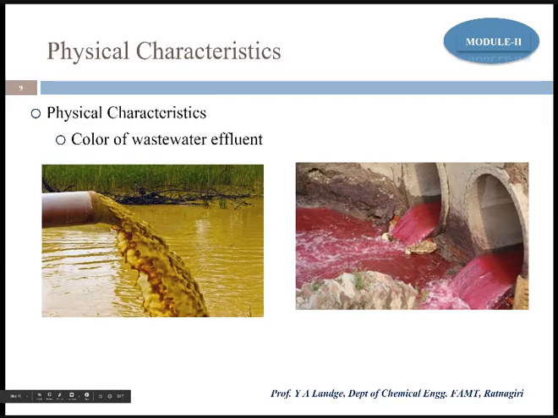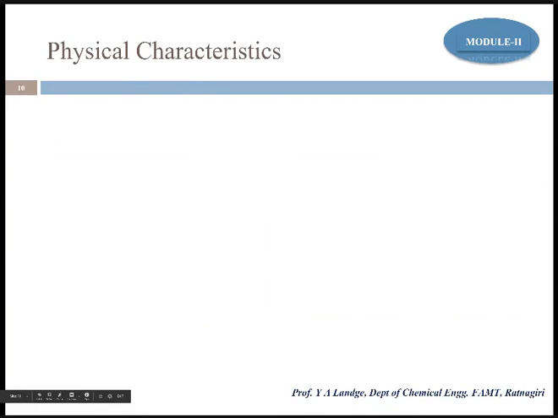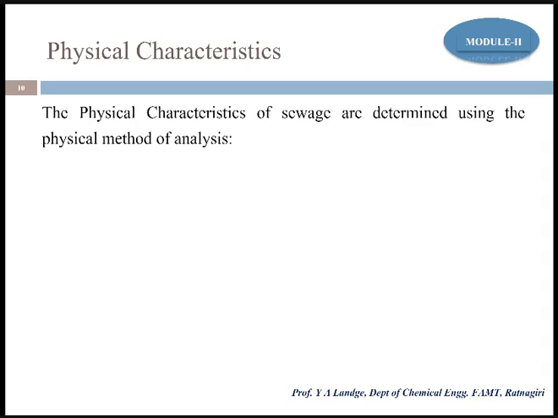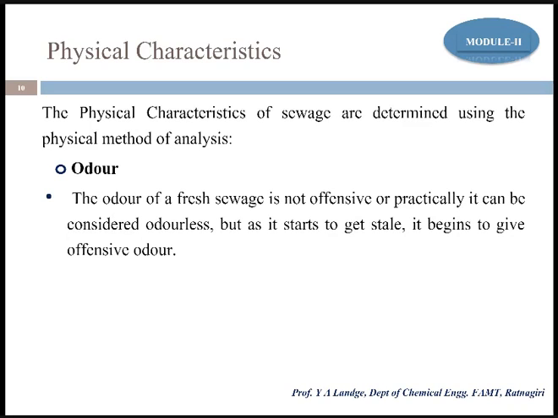The second one is odor. This is also an indication. Just like we use the eyes to detect, on the basis of color, whether water is usable or non-usable, odor is also one of the physical characteristics. What happens with odor? The odor of fresh sewage is not offensive. If fresh sewage comes from the industry, you will not get that much odor.